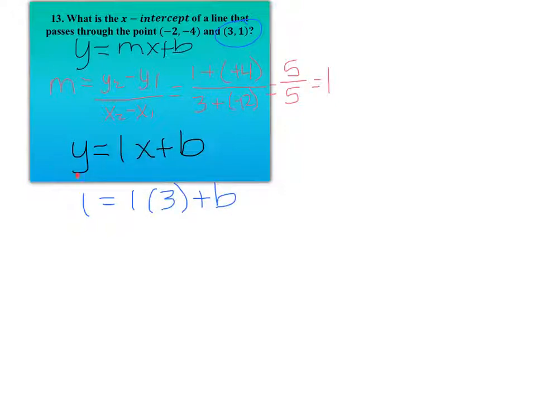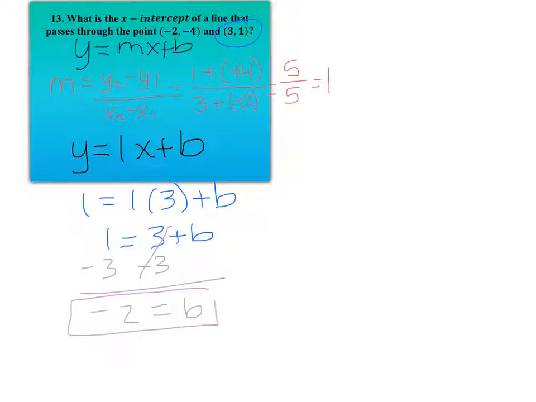Remember, this y value corresponds with your y value right here. So that's why I have 1 here. And the x goes with x. So I made a mistake plugging in 3, so I just erased it real quick. 1 equals 3 plus b, because 1 times 3 is just 3. Now, how am I going to get my b all by itself? Well, I subtract 3 from each side. What is 1 minus 3? Well, that's negative 2.